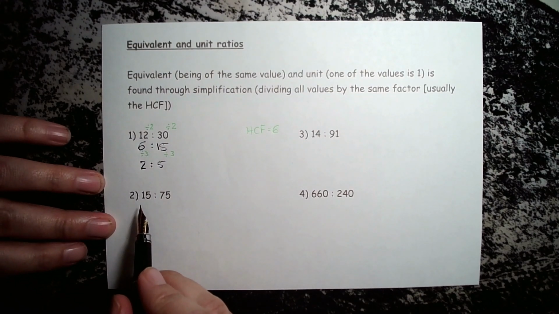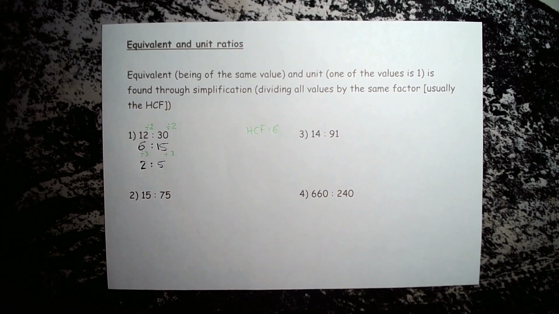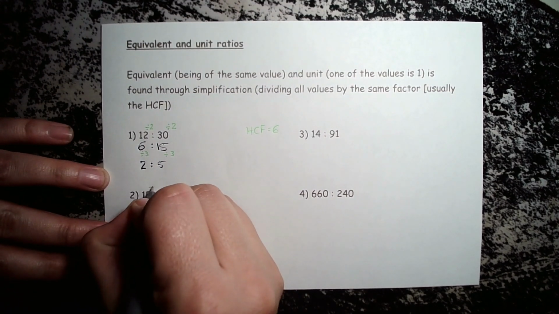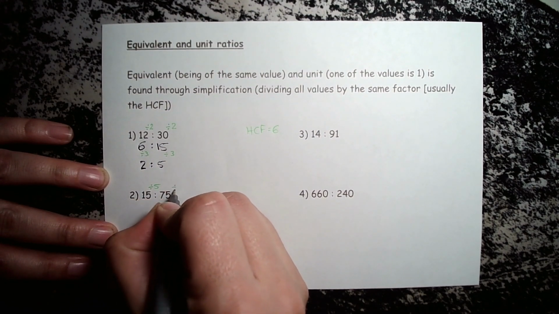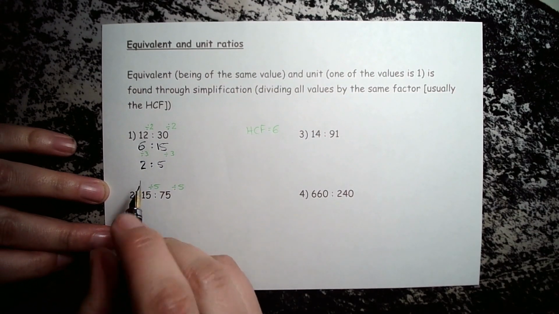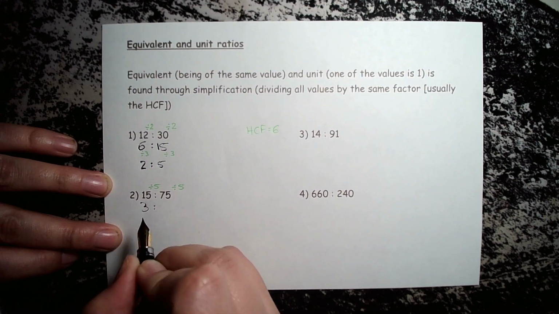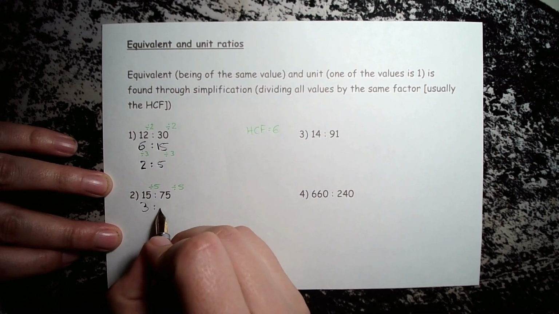Number 2, 15 to 75. These both end on a 5, so the easiest thing to do is to immediately divide by 5. Sometimes there is a little bit of a shortcut. Most often I recommend starting with your smallest prime number and working your way up. But because both of these are ending in a 5, easiest thing is to divide both by 5. 15 divided by 5 gives 3, and 75 divided by 5 gives 15.